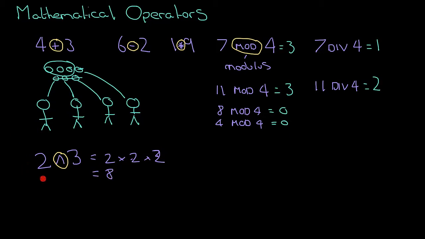And likewise, if I did 5 to the power of 2, that's the symbol that we use in computer science, then that is 5 times 5, which equals 25. So they're fairly straightforward. I think mathematical operators, you've got mod, you've got div, and you've got this one here, which obviously is just a symbol that you need to remember.